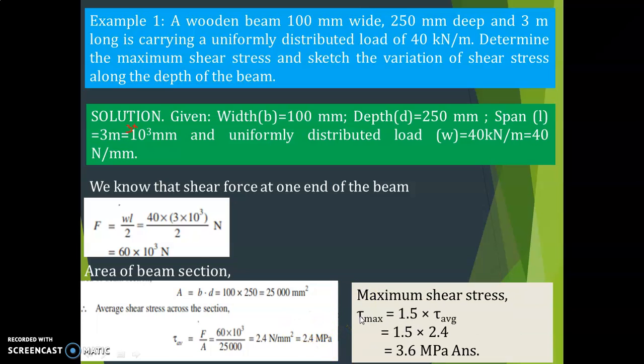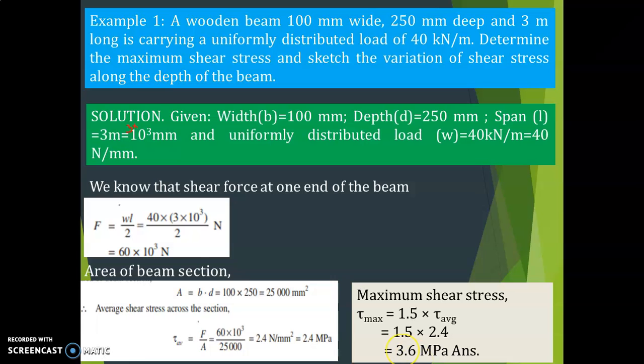Now let us calculate what is maximum shear stress. What is that? I have told tau maximum is equal to 1.5 times tau average. So that is equal to 1.5 times tau average, where tau average is 2.4. So 1.5 into 2.4, that is equal to 3.6 MPa. So this is the maximum shear stress.